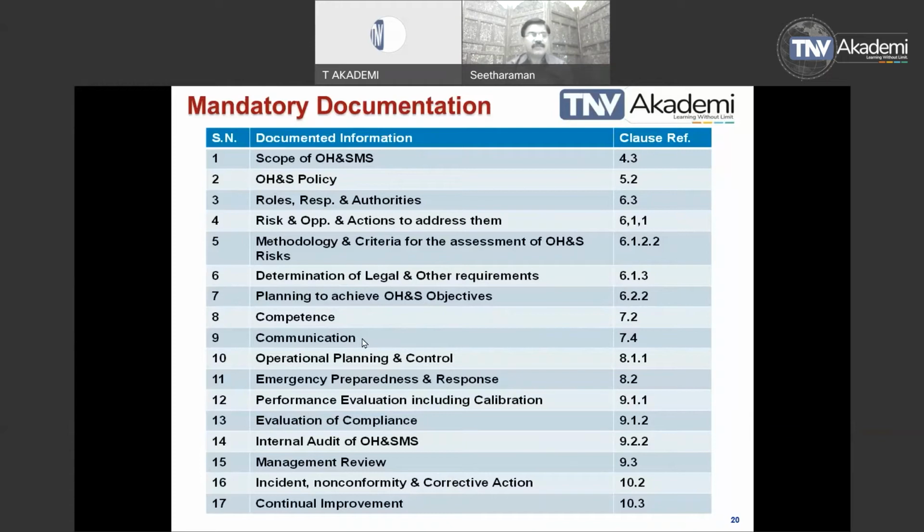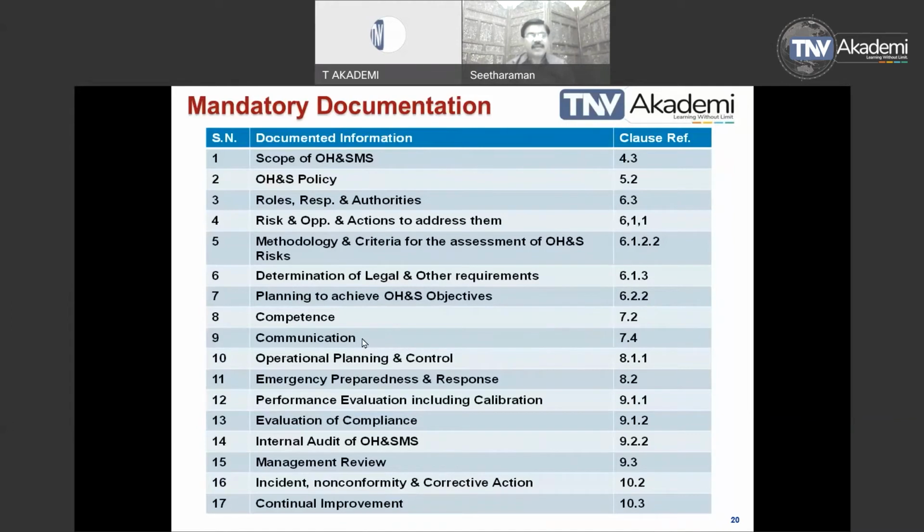Operational planning and control, the procedures we talked about, will be there. Emergency preparedness and response under clause 8.2. This is a very important document. We have to show that we have conducted the drills and perfected our response. Then performance evaluation, including calibration. Whatever measurements we are doing from a health and safety point of view, those measuring instruments need to be calibrated. So those records along with the measurements, we have to keep as records. Evaluation of compliance with legal requirements. So we have to show that we have complied with various legal requirements by keeping the records of compliance.